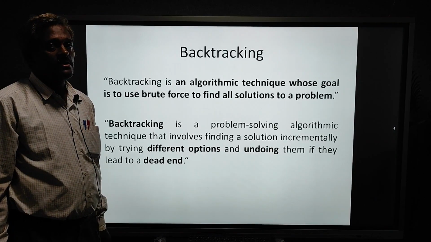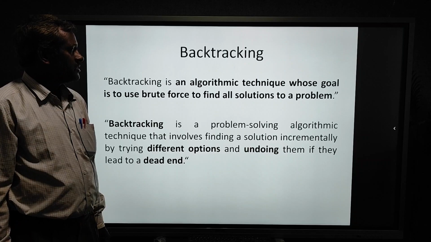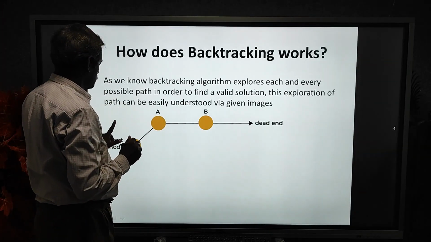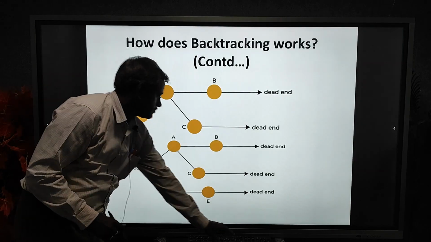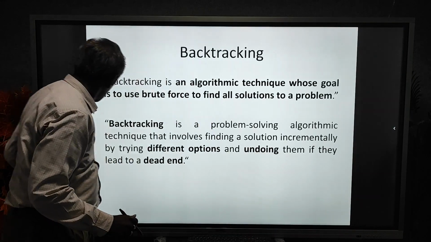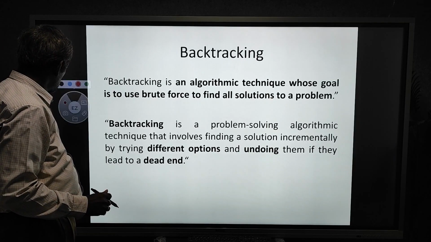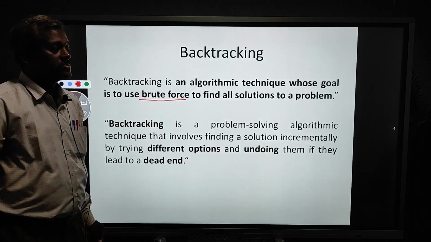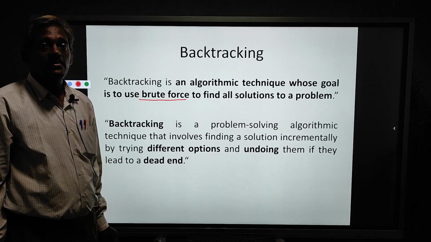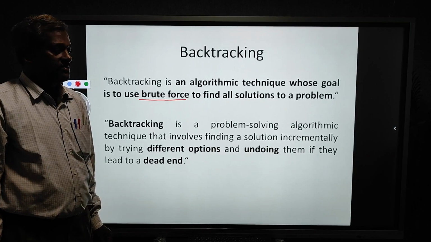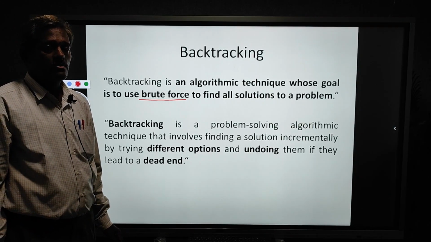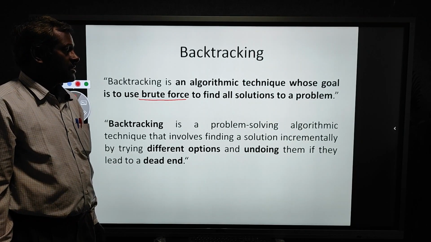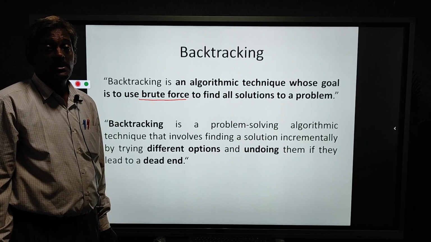Backtracking is an algorithmic technique whose goal is to use brute force for the solution of the problem. Second, we have to make it clear that backtracking is a problem-solving algorithmic technique that involves finding a solution incrementally.